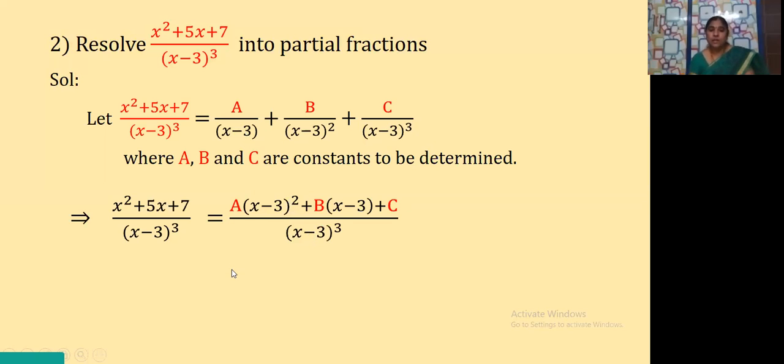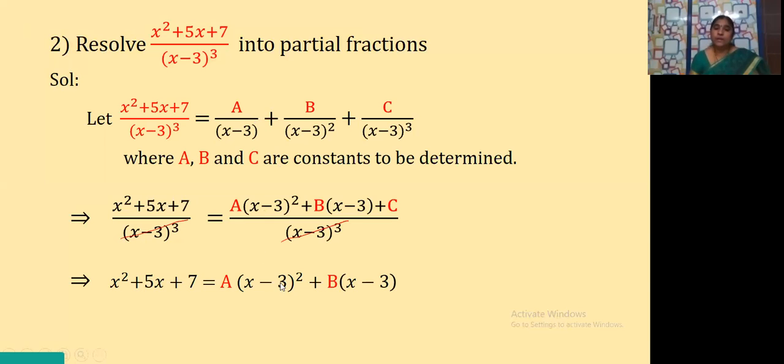So again here the denominators on both the sides get cancelled. Yes or not? So let us cancel that, children. (x minus 3) whole cube term and (x minus 3) whole cube term get cancelled on both the sides. So what is the equation left here? x square plus 5x plus 7 is equal to a into (x minus 3) whole square plus b into (x minus 3) plus c. So this is the equation that we have.